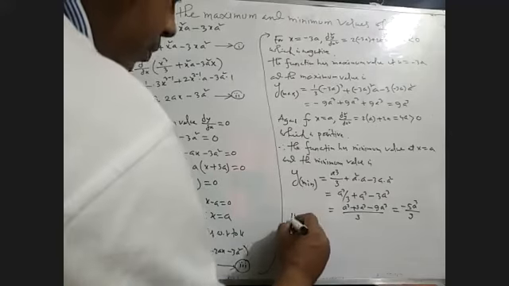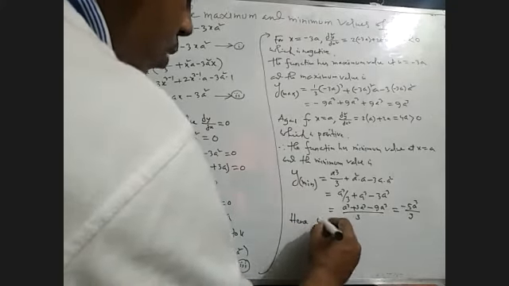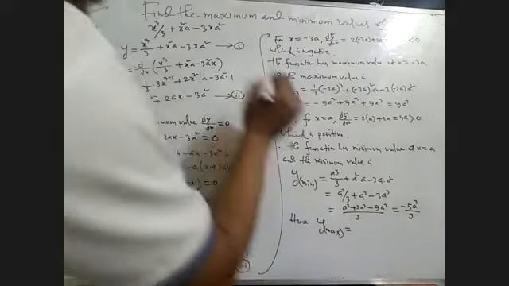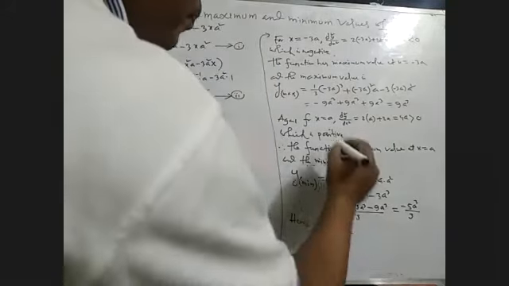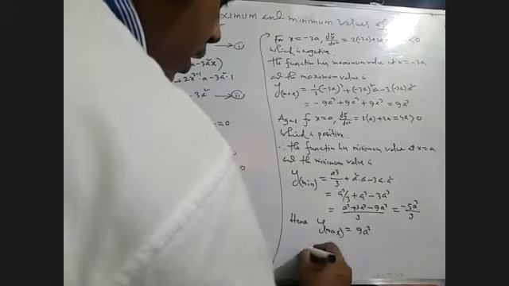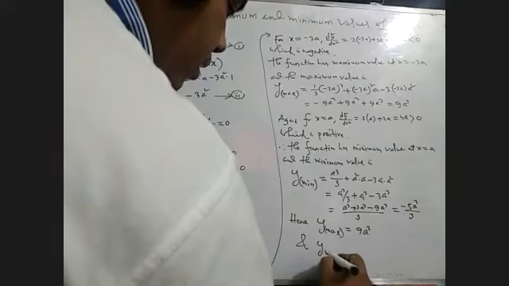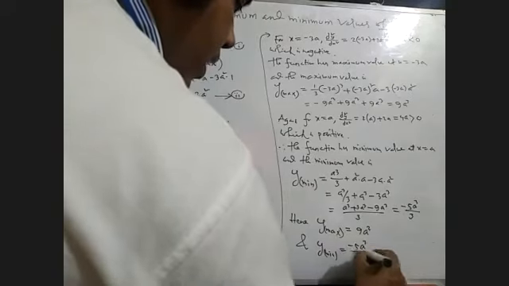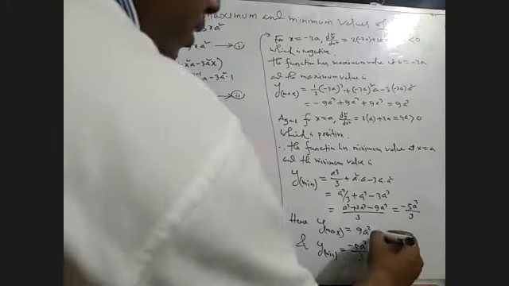Hence, the maximum value of the given function y is 9a cube, and y min is minus 5a cube by 3. This is the result.